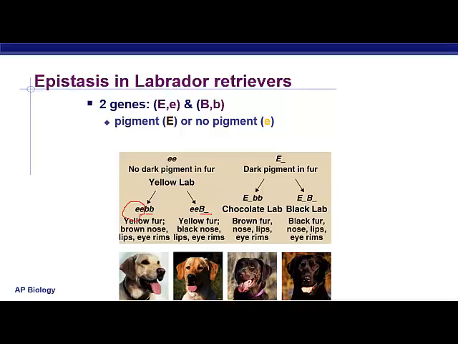So if a dog has two little e's, they're a yellow lab. Okay? If a dog with little e's has two little b's for coat color, their nose is brown. If they have a big B for coat color, their nose is black. So a yellow lab with a black nose does not express fur color but has genes for black puppies. A yellow lab with a brown nose does not express fur color but has genes for brown puppies.